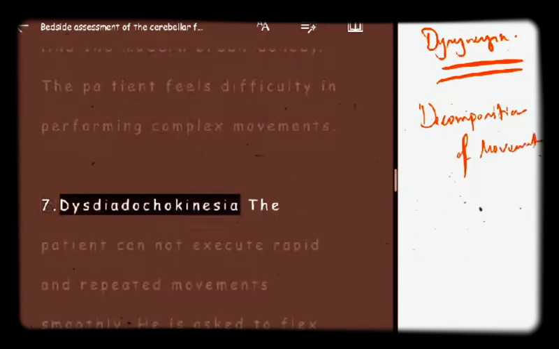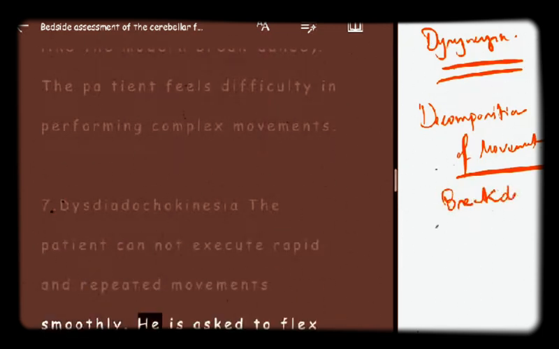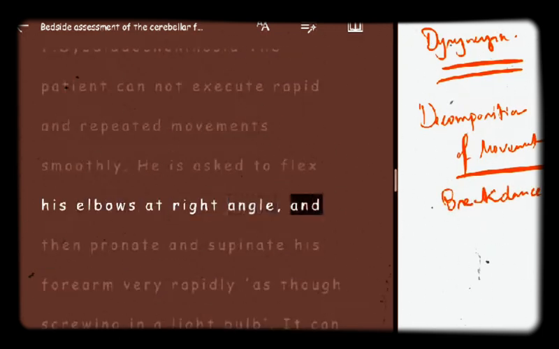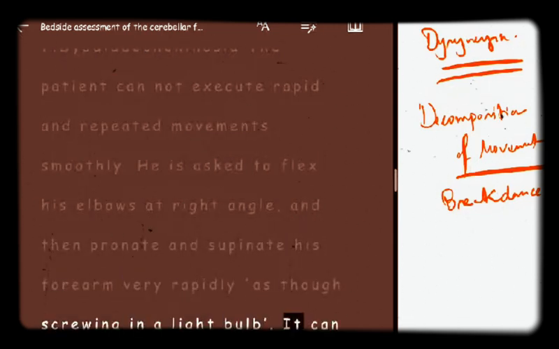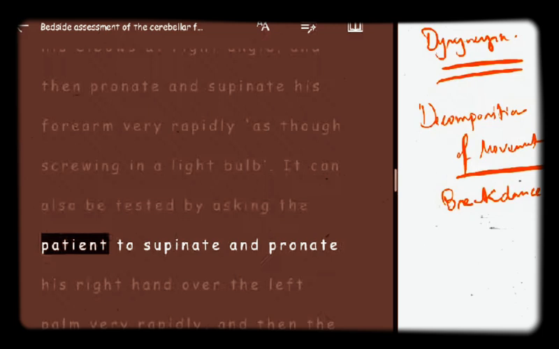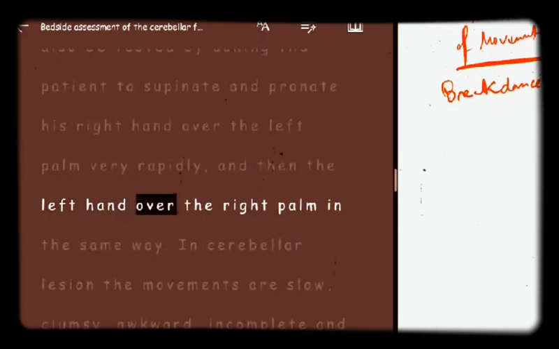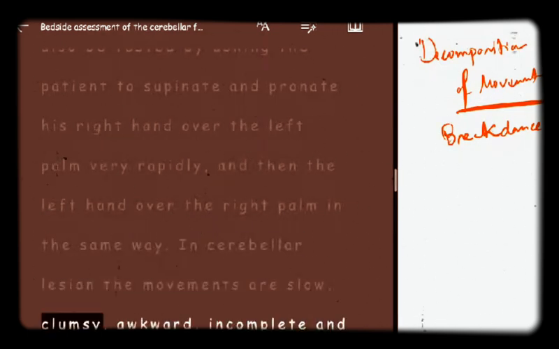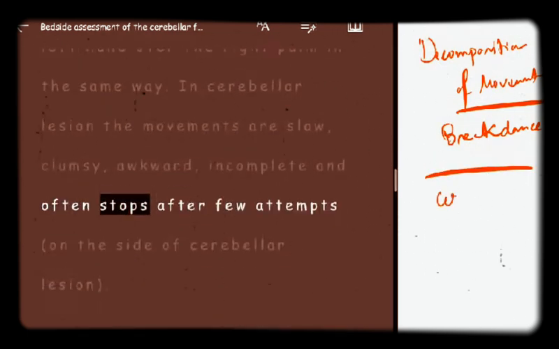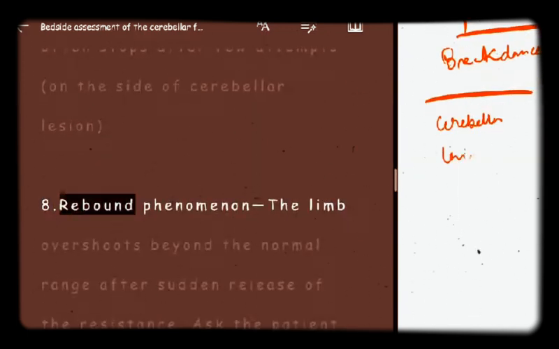7. Dysdiadochokinesia. The patient cannot execute rapid and repeated movements smoothly. He is asked to flex his elbows at right angle, and then pronate and supinate his forearm very rapidly as though screwing in a light bulb. It can also be tested by asking the patient to supinate and pronate his right hand over the left palm very rapidly, and then the left hand over the right palm in the same way. In cerebellar lesion the movements are slow, clumsy, awkward, incomplete, and often stop after few attempts, on the side of cerebellar lesion.